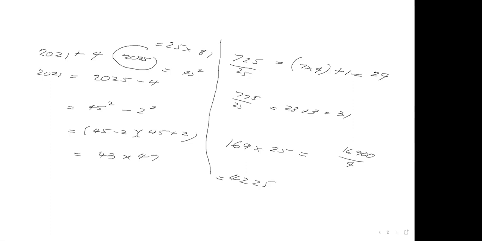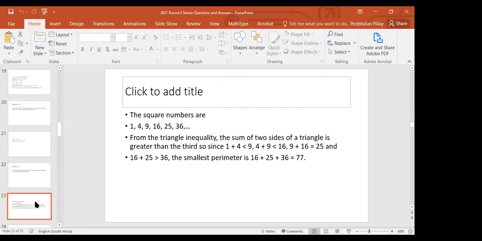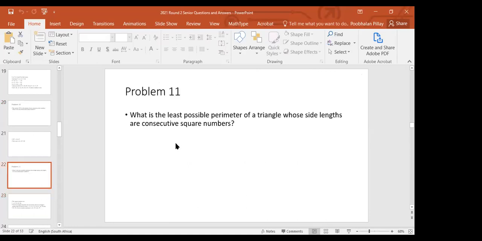problem number 11. Okay, so what does problem number 11 state? It states: what is the least possible perimeter of a triangle whose sides are consecutive square numbers?